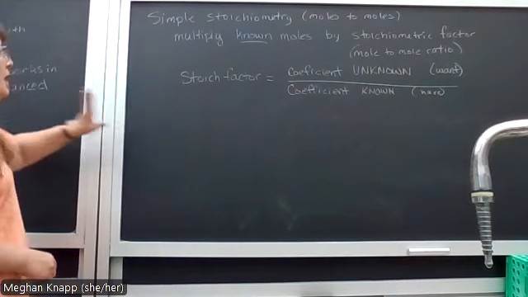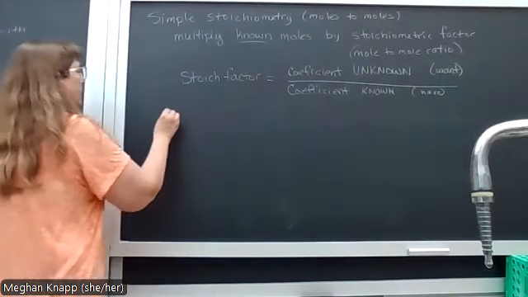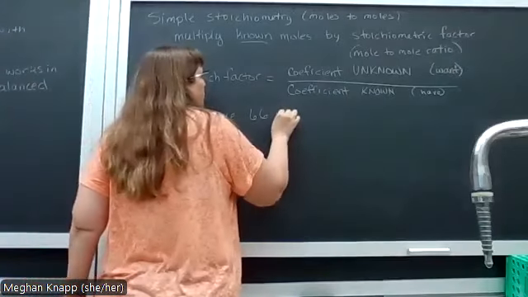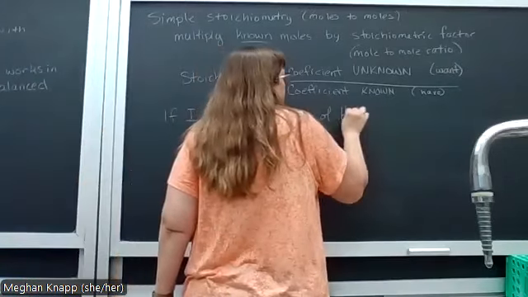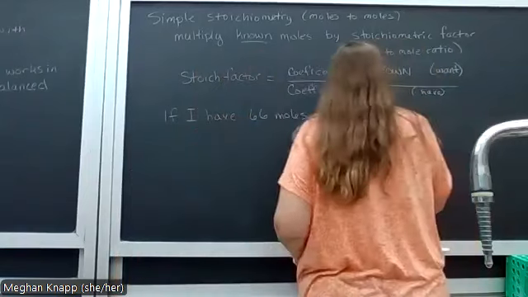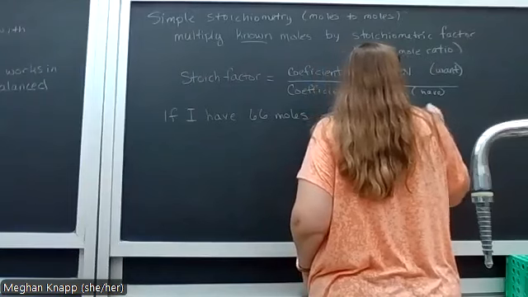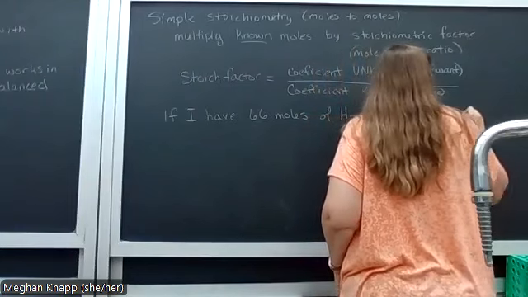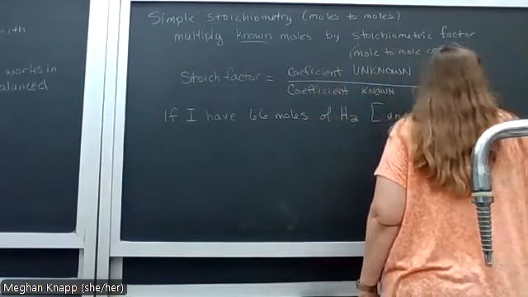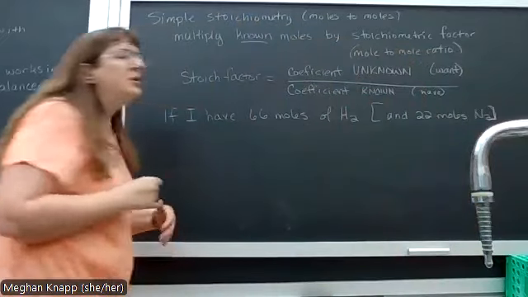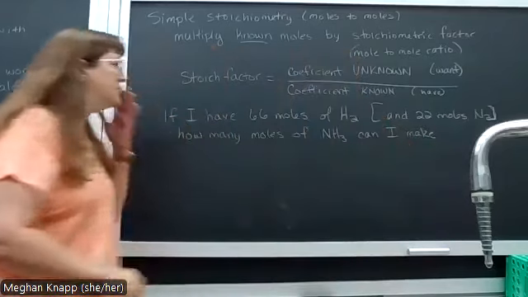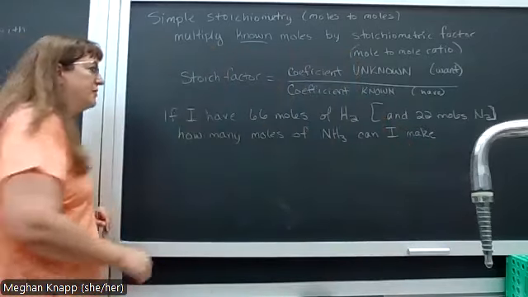Okay, so I was asked a question. If I have 66 moles of hydrogen, and just for the sake of saying what we have, 22 moles of nitrogen, so we know it's enough. We're more focused on the hydrogen, though. How many moles of ammonia can I make? From my question, I was given 66 moles of hydrogen.